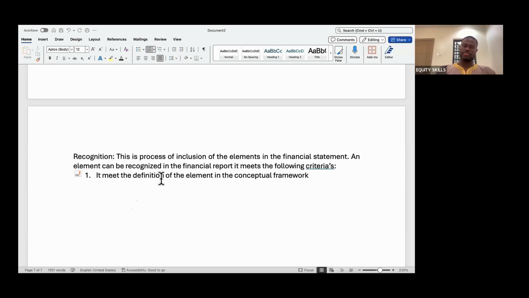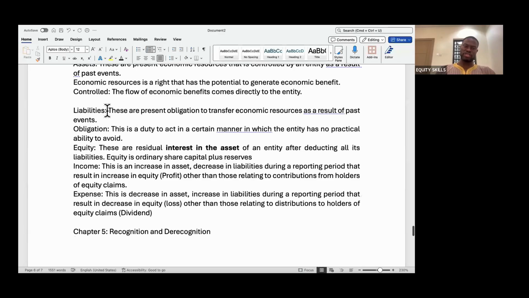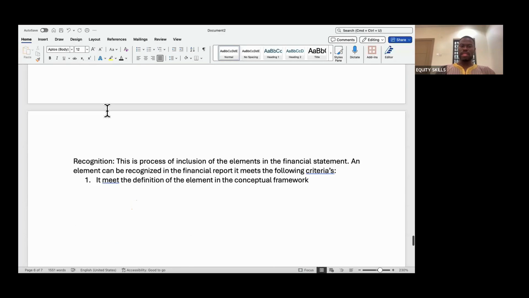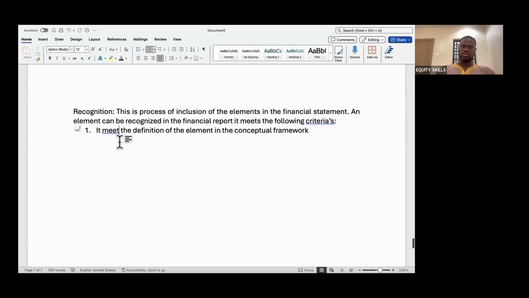So if an item meets the definition, if it complies with any of these definitions that I've explained earlier, then you can go ahead and recognize such elements in the financial statement. Number 2, the element is relevant and is faithfully represented. So this is speaking to the fundamental characteristics.